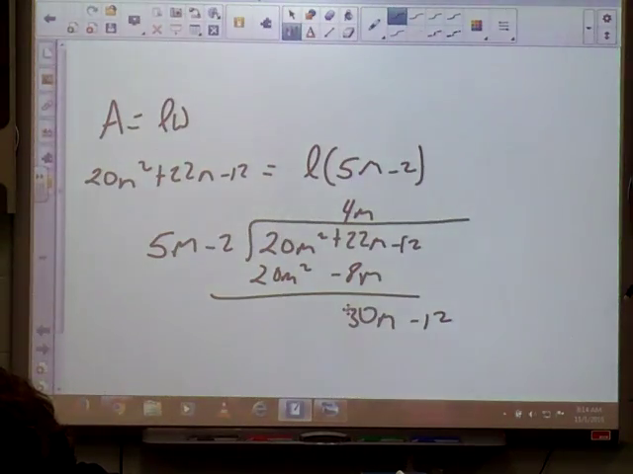I was looking to see. Well, I kind of already know the answer because I know this has to be positive. 5m times what is 30m? A positive 6. Distribute that.